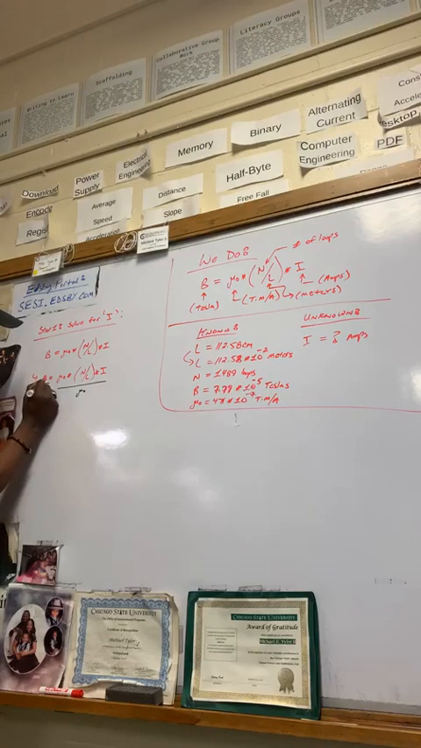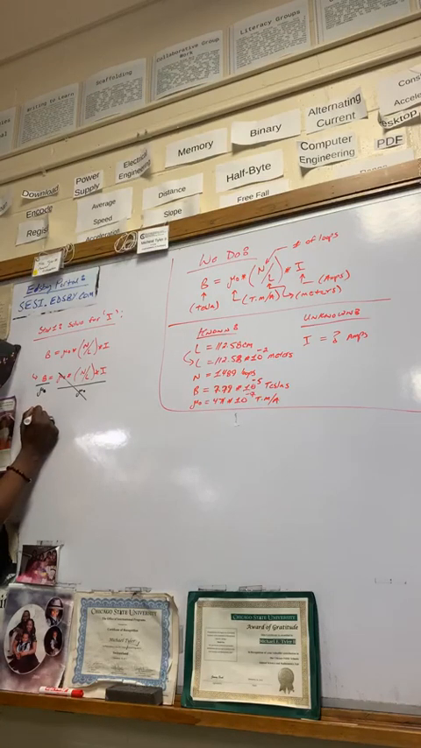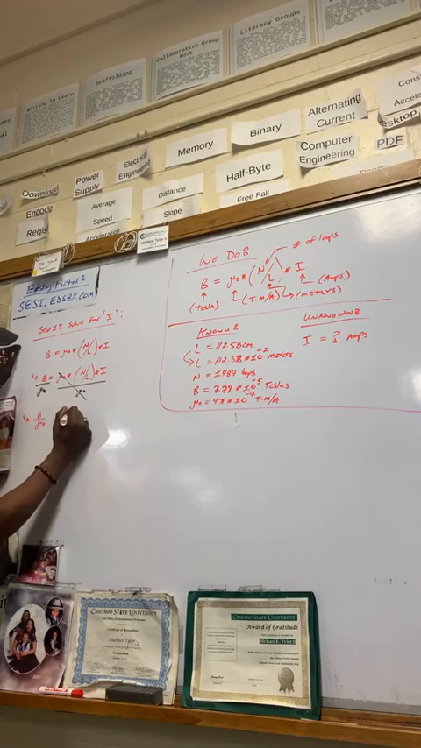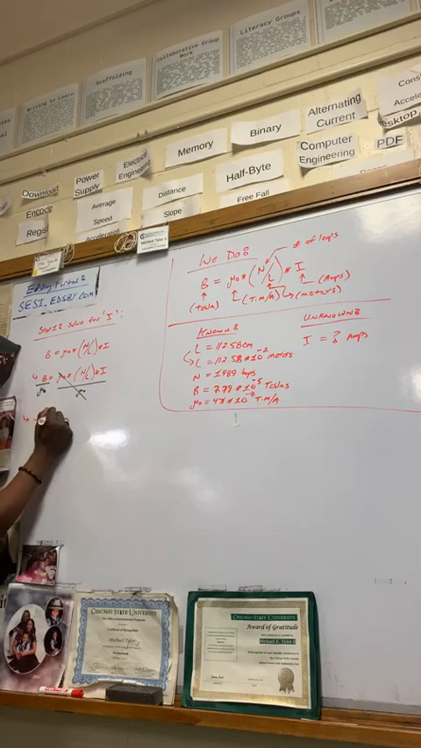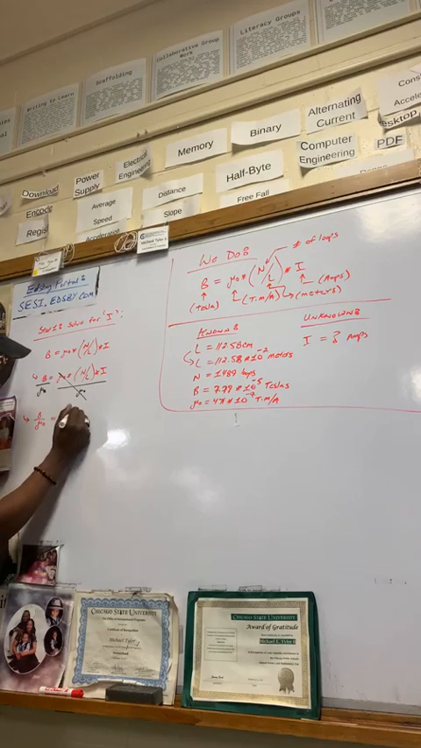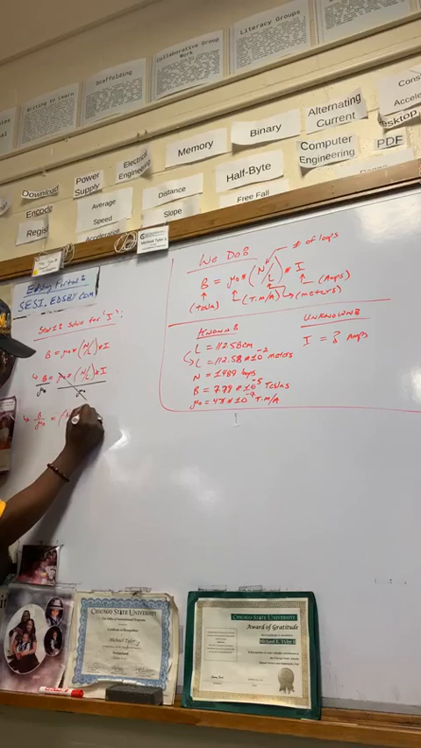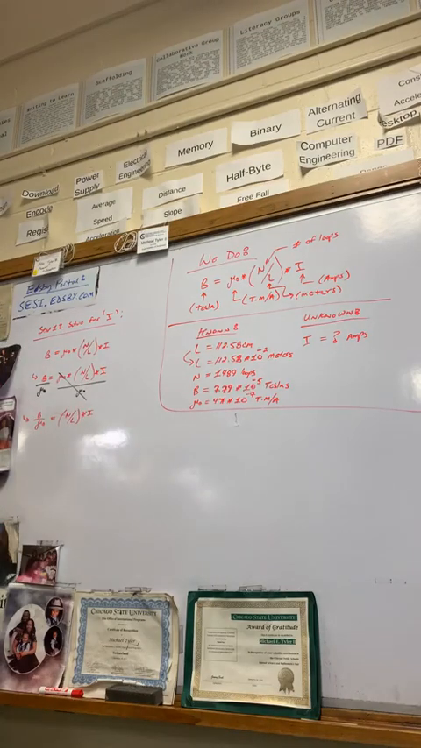If you do one side, you do the other, right? This allows me to cross out my mu naughts. Rewrite. We end up with B over mu naught is equivalent to N over L multiplied by I, right? And we're getting closer to I. So you just do one simple step.